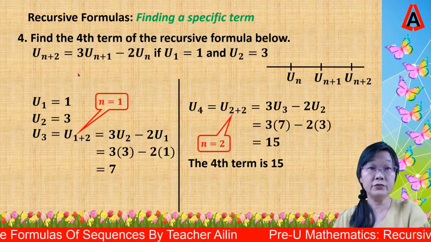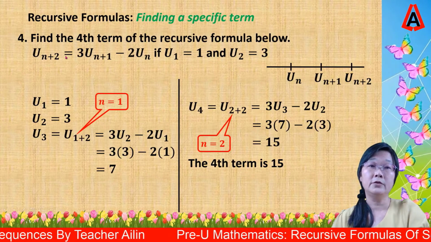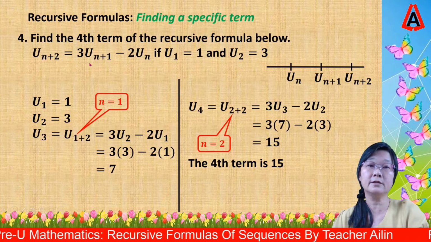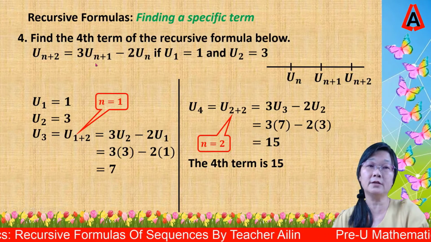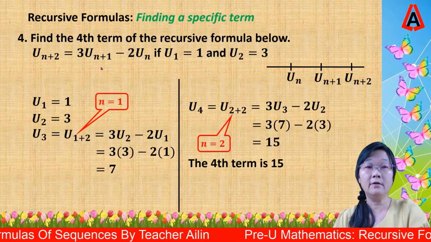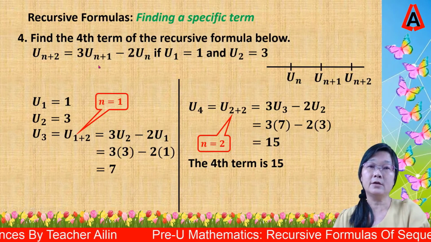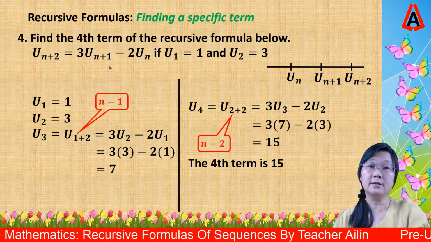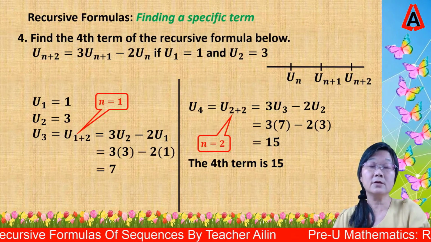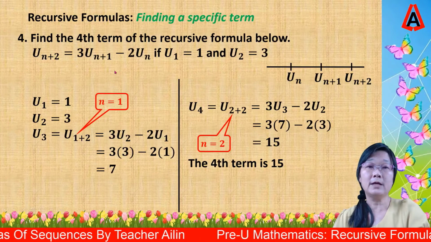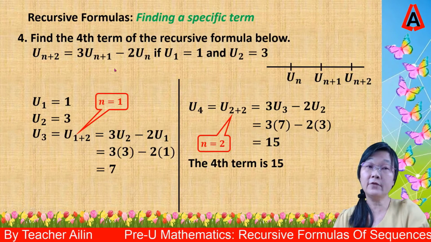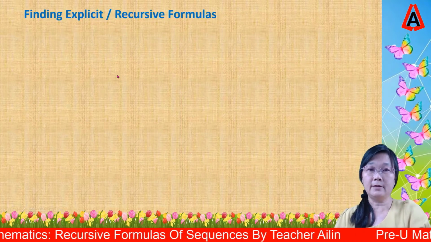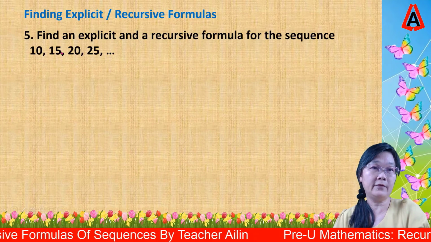In question number 2, number 3, and number 4, you are given the recursive formula or explicit formula of a sequence and you are asked to find a specific term. Now the following example, you are going to do the reverse process, that is, you will be given the sequence and then based on the sequence, you will be asked to find the explicit formula or the recursive formula of the sequence. Now let's look at example number 5.